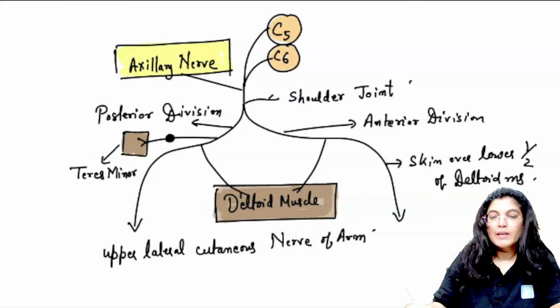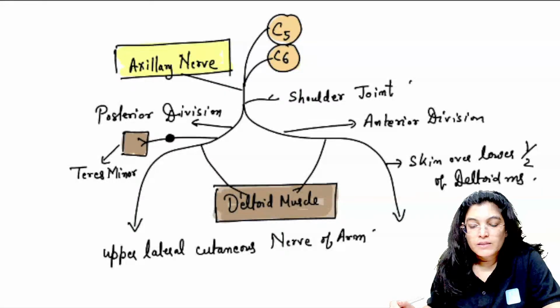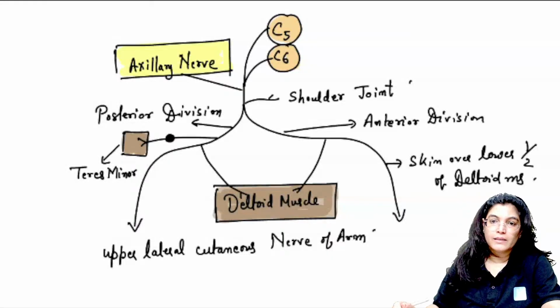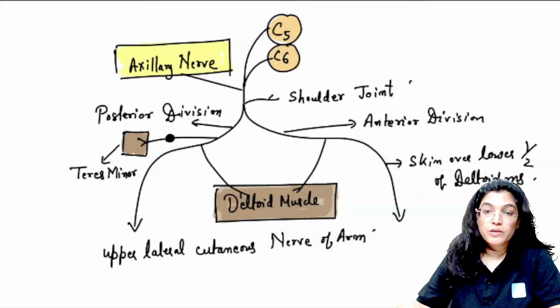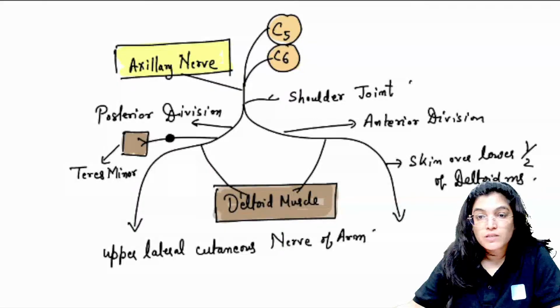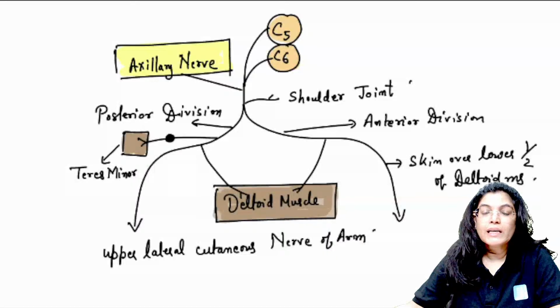This is the root value. Axillary nerve is formed from ventral rami of C5, C6. So done with this. Now, if I talk about its clinical aspect, axillary nerve is damaged in inferior dislocation of shoulder joint because it is lying close to the surgical neck of humerus, and the fracture of surgical neck of humerus will lead to the injury to axillary nerve, leading to the paralysis of deltoid muscle and teres minor muscle.